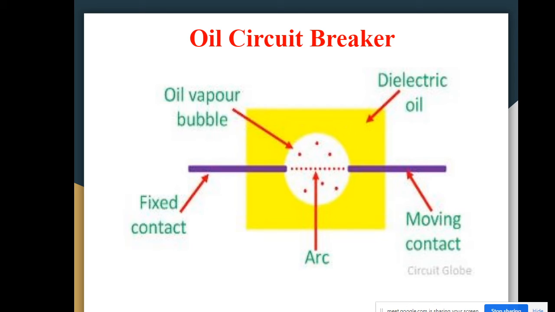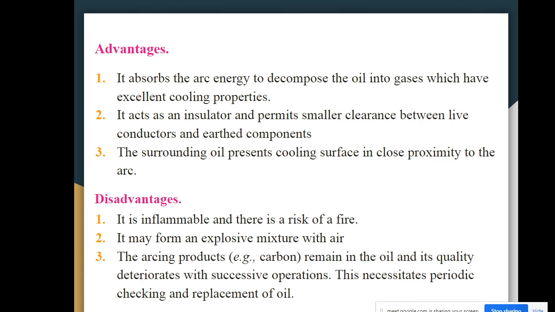That is how the oil circuit breaker works. I clearly explained the concept behind the oil circuit breaker, that is, by using the oil, how we can extinguish the arc. As I said, there are two types: one is the bulk oil circuit breaker, and the second is the low oil or minimum oil circuit breaker.